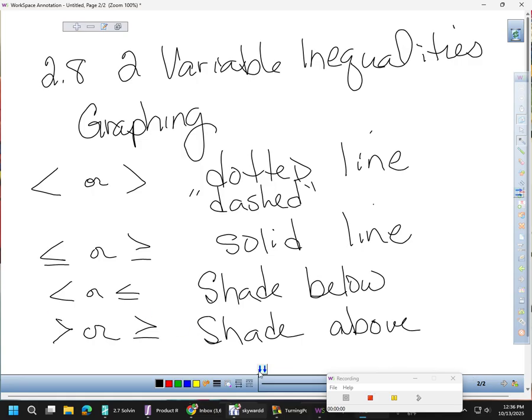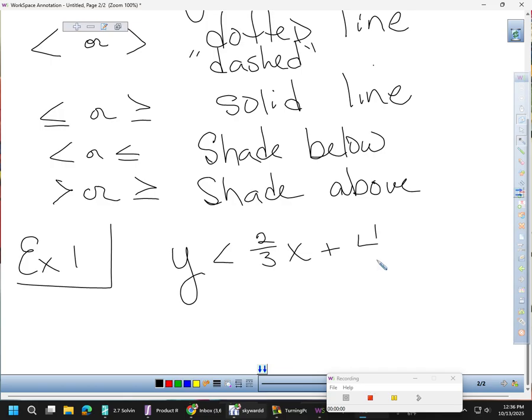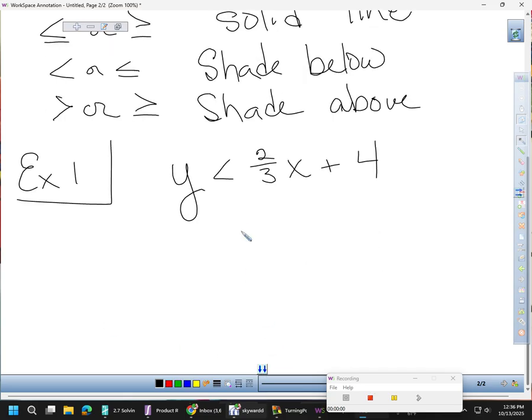So, for example, example number 1. Let's say I have y is less than 2/3 x plus 4. If I were to graph this, I would of course plot what number first? The 4. So I'm going to go up to 4: 1, 2, 3, 4. Put my dot. From my dot of 4, I would go up 2 and to the right 3. I would put another dot.